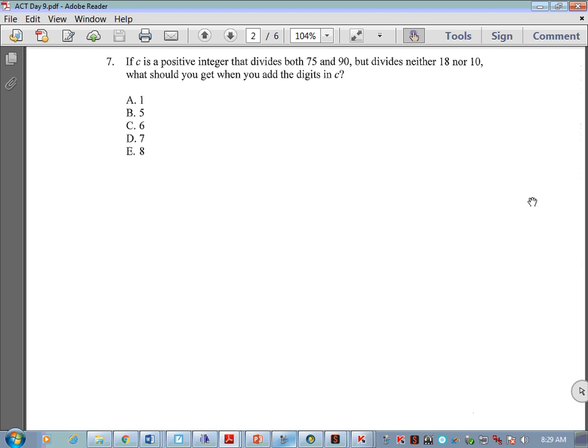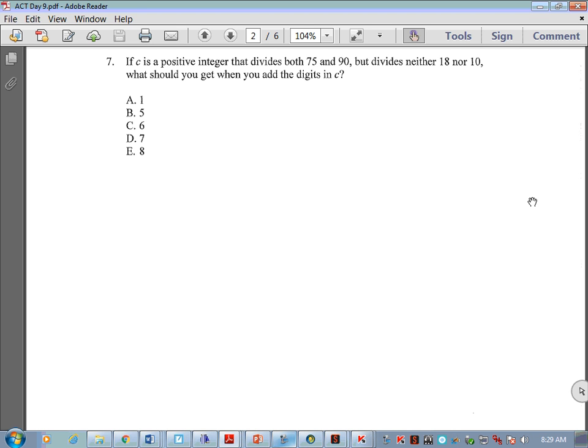This one kind of goes back to that greatest common factor. So we're looking at a number that will go into 75 and 90, but doesn't go into either 18 or 10, but we want to add up the digits in it. So it's got to be at least a 2-digit number if I'm going to add up the digits that are in it, right? So what's a number that will go into 75 and 90, but won't go into 18 or 10?